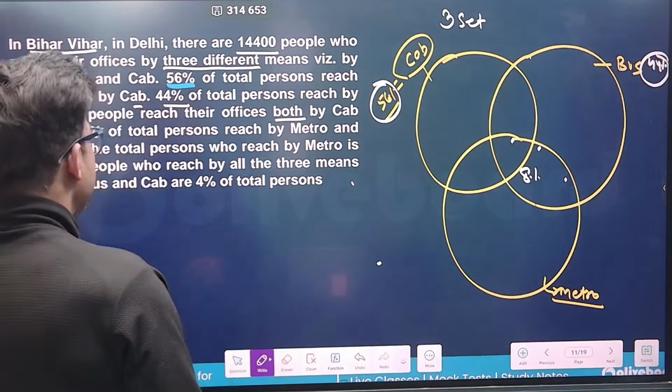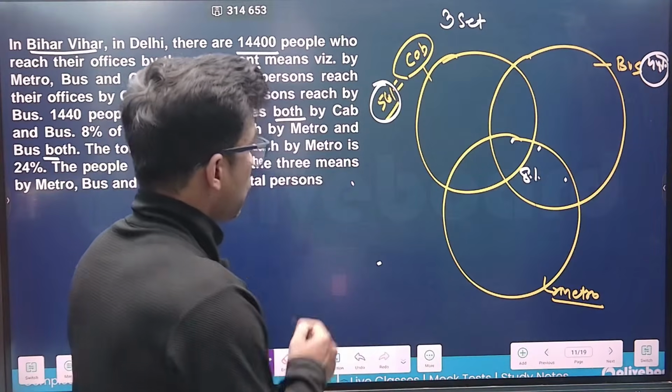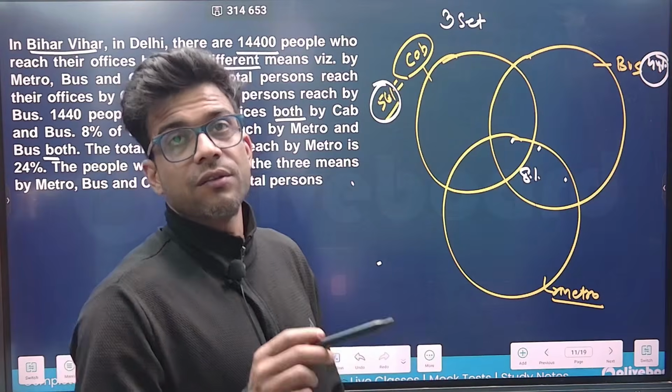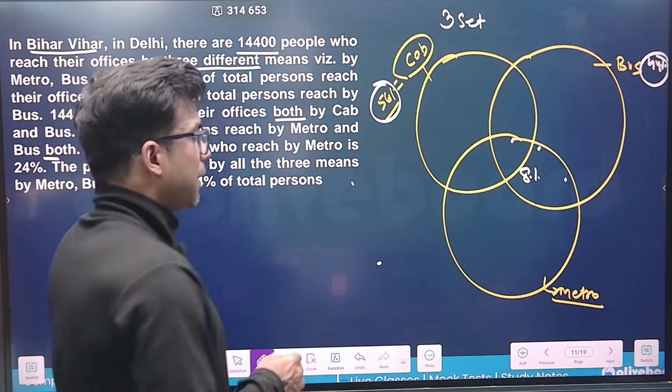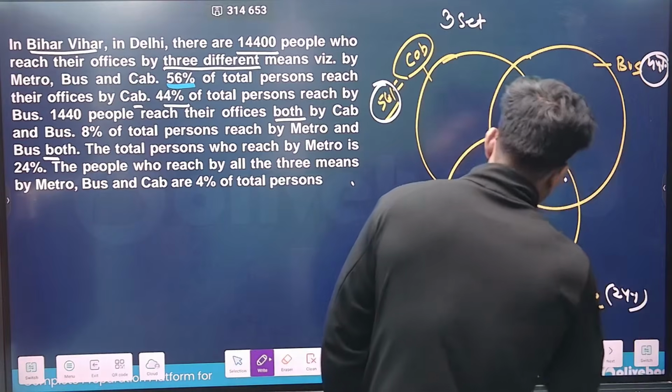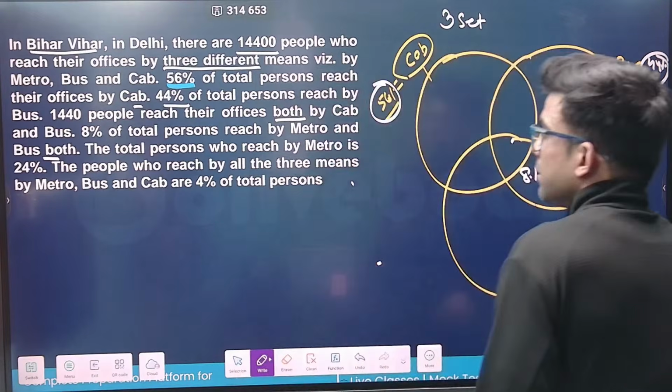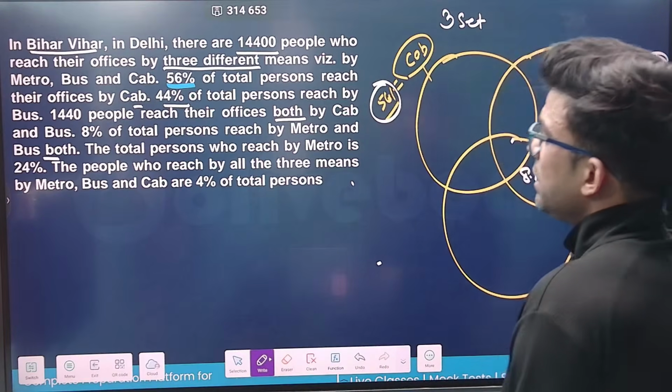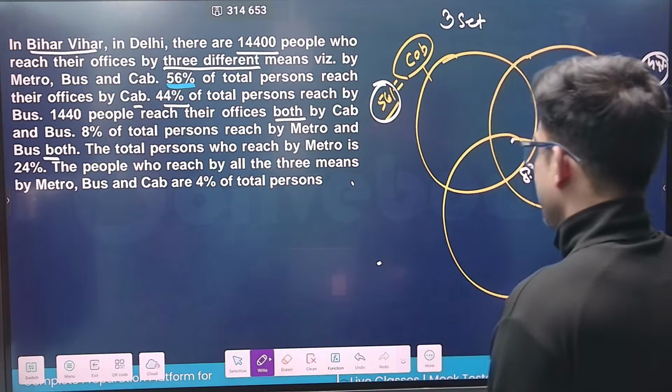Total persons who reach by metro is 24%. Now this whole part is basically 24%. Adding all the metro, you should get the people who reach by all three means, by metro, bus and cab. This is clear now.